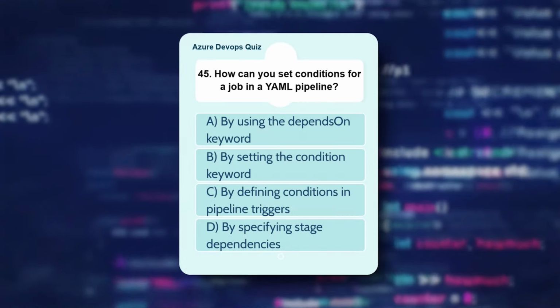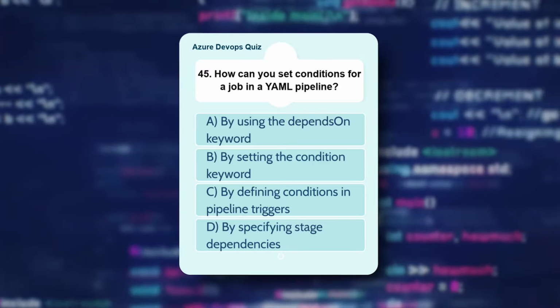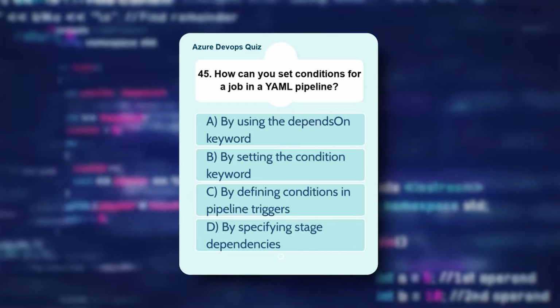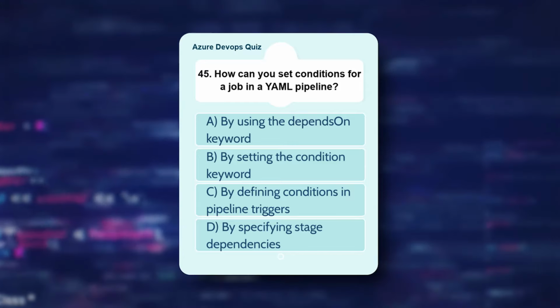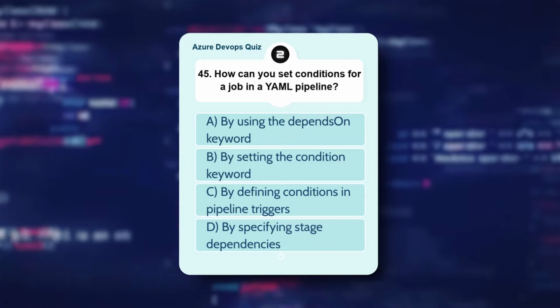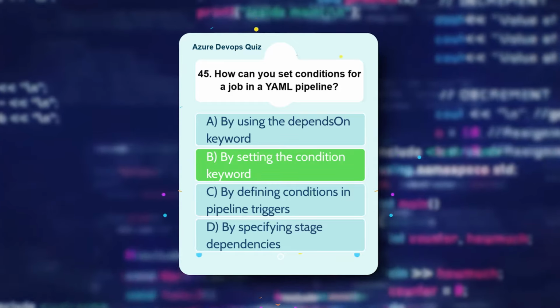45. How can you set conditions for a job in a YAML pipeline? A. By using the dependsOn keyword. B. By setting the condition keyword. C. By defining conditions and pipeline triggers. D. By specifying stage dependencies. Answer: B. By setting the condition keyword.